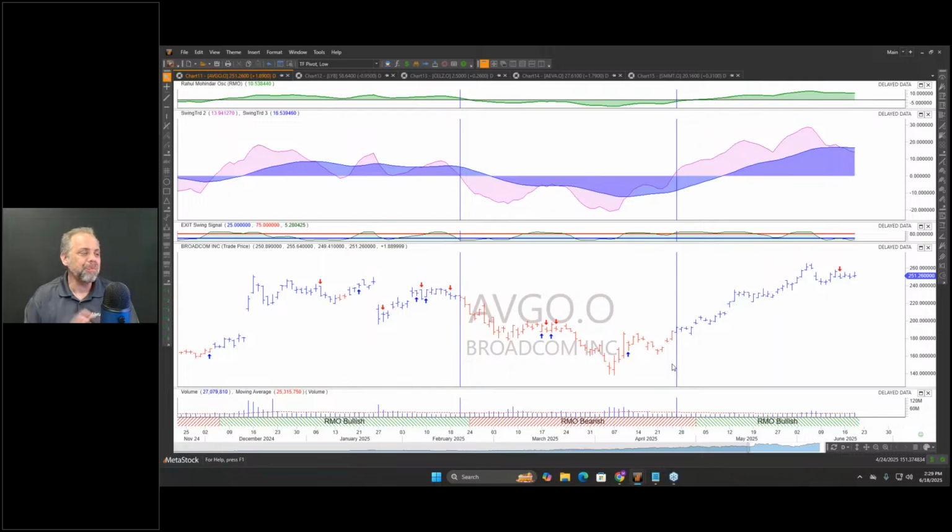So step one, we want to identify the long-term trend in AVGO that's bullish. In AVGO, it's also short-term bullish. So if we're looking at this now, we're allowed to make a trade.